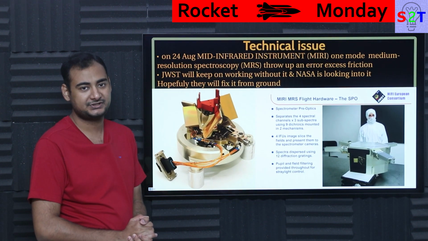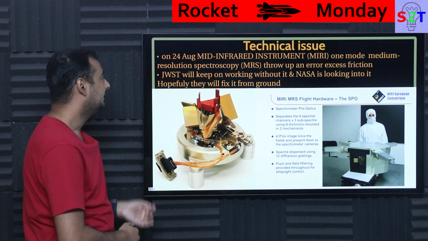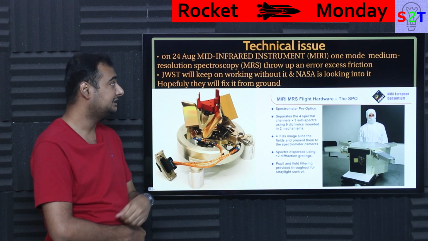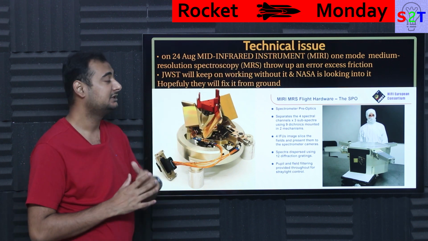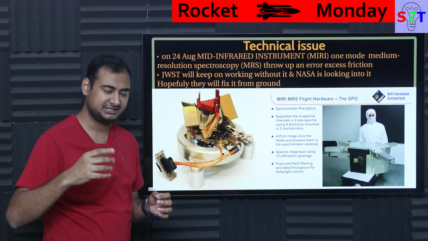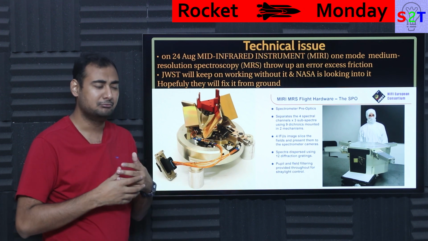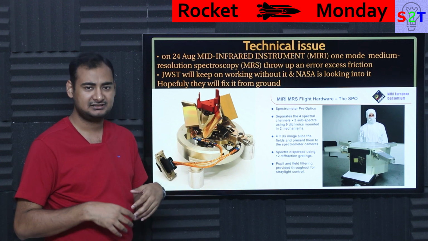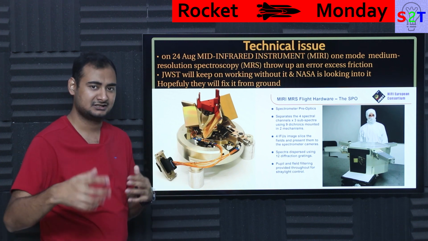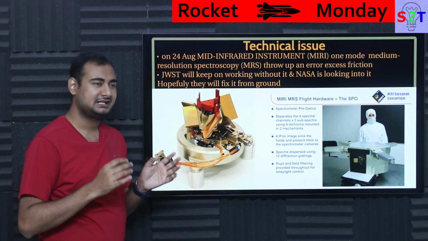Then we come to, oops, a technical issue that happened. And that happened on 24 August. The Mid-Infrared Instrument, basically the MIRI instrument, has modes. Basically, how your DSLR has modes like shutter priority, aperture priority. Here, think of it this way, it just has a boatload of filter wheels. It has one filter wheel, then there is another filter wheel, and then another grating. There are a lot of those. So it has many modes.